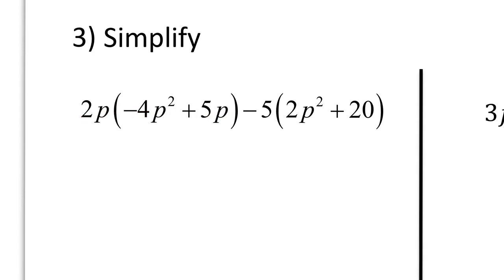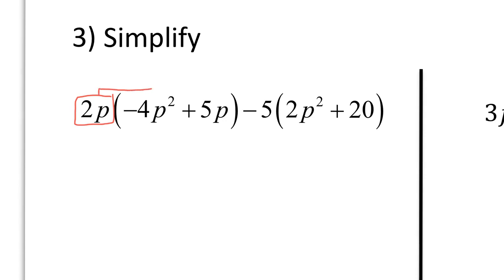So we're going to multiply 2p times negative p squared plus 5p. Then we are going to have minus 5 times 2p squared plus 20. So you also going to multiply the 5 times the binomial. So you're going to distribute, and after you multiply, you're going to look for like terms. You combine like terms. So this monomial right here, we have a 2p.